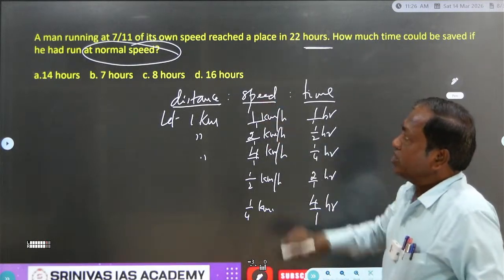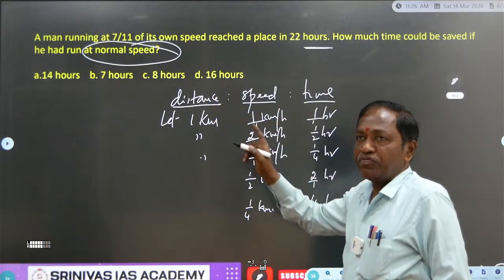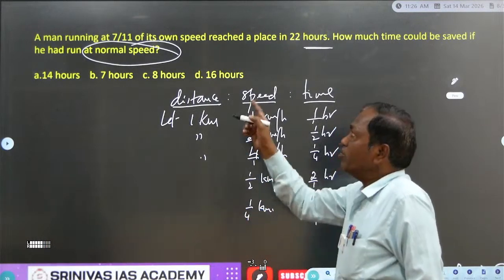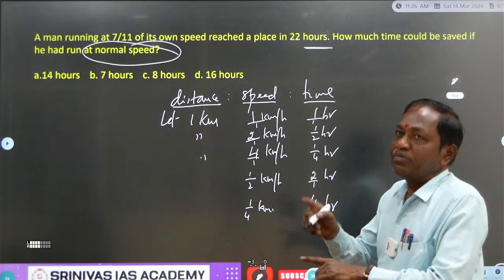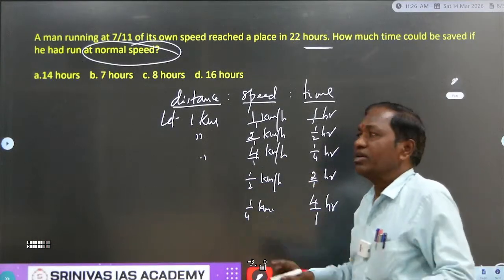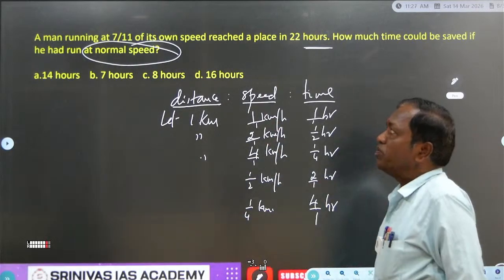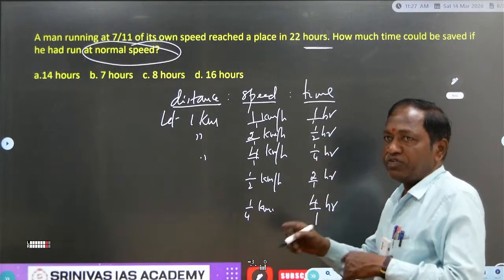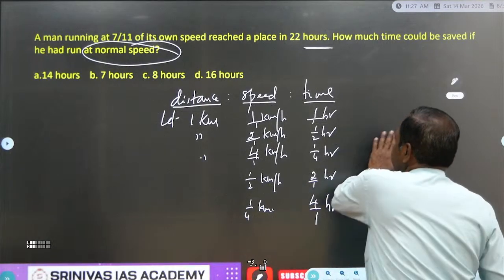If the speed is less than the normal speed, any proper fraction is always less than the original value or less than the 1. 7 by 11. When it comes to the time, you have to take 11 by 7. It means time taken is more. Even between 7 and 11, the difference is 4 only. Even if you say 11 by 7, the difference between numerator and denominator is 4 units only.